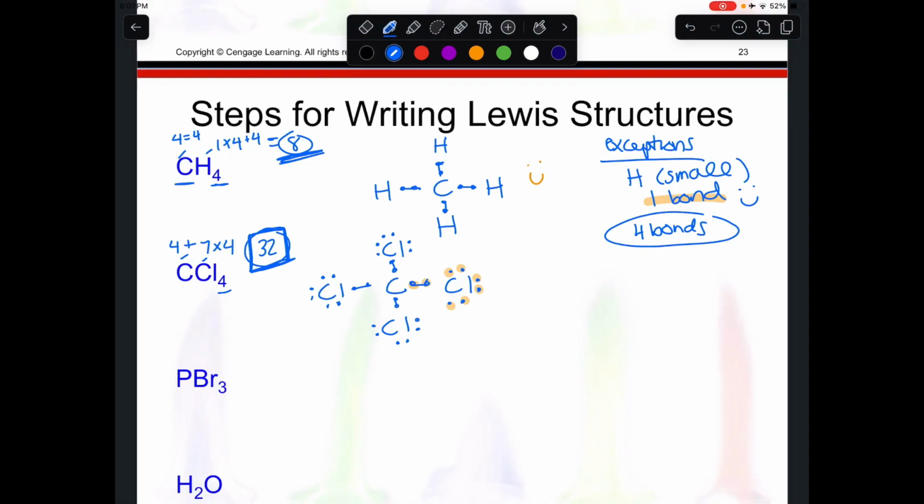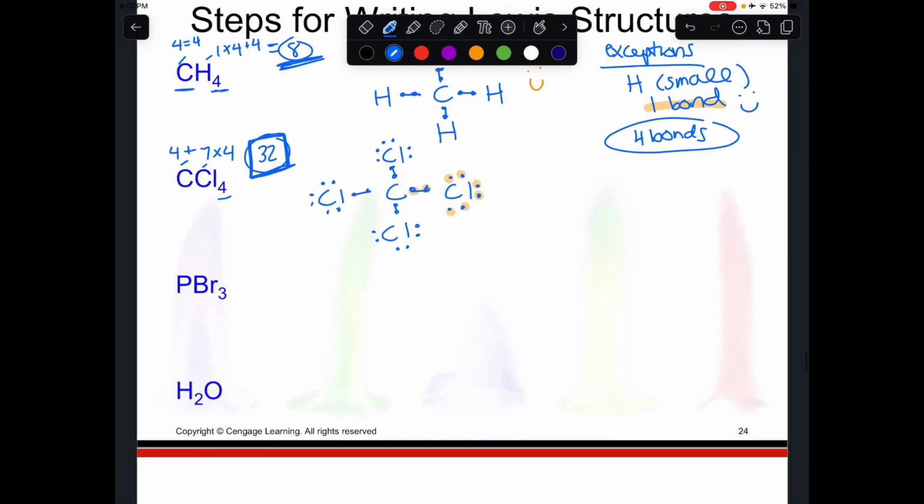Therefore, that is CCl4. Okay, ignore those orange marks on there. That was just to show you how many the count was. All right, let's get into some that are a little bit more difficult. We have PBr3. So P has 5 valence, and Br has 7, and there's 3 of them, so 7 times 3. So we have a total of 26 electrons here.